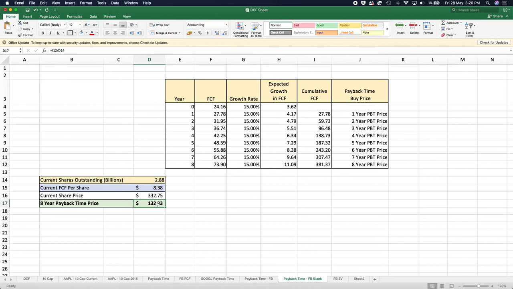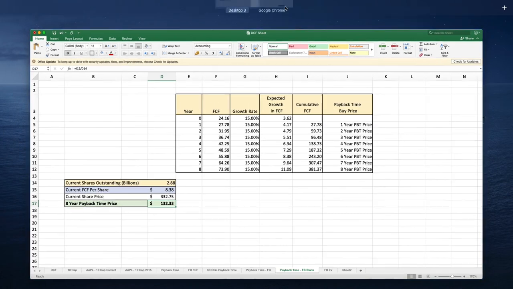So as we go back into this, we can see that our 8 year payback time buy price is 132.33 for Facebook, which is obviously well outside the current share price, which is 332.75. And the way we got to this price was taking the cumulative free cash flow, the 381.37, and then we divide by the number of shares outstanding, and that gives us our 8 year payback time price. So what I want to do now is jump into the Rule 1 toolbox.